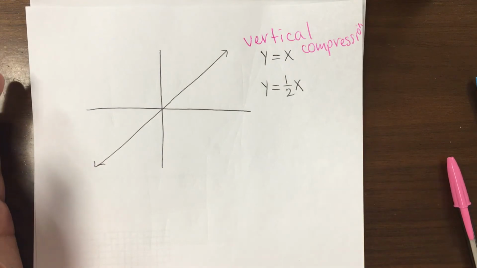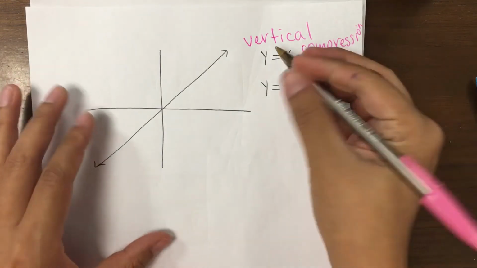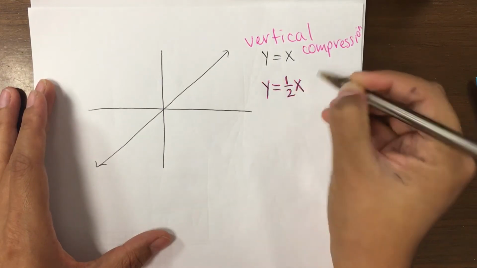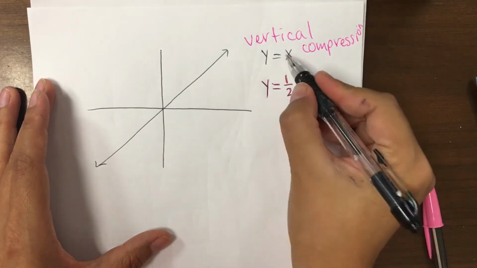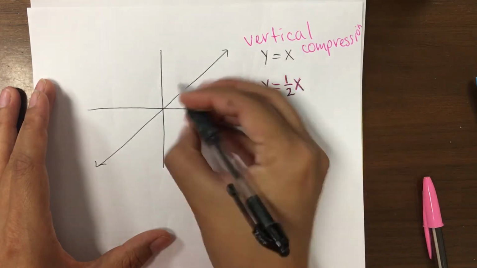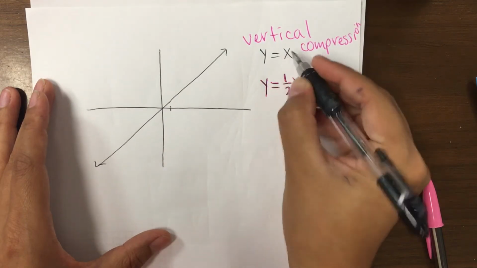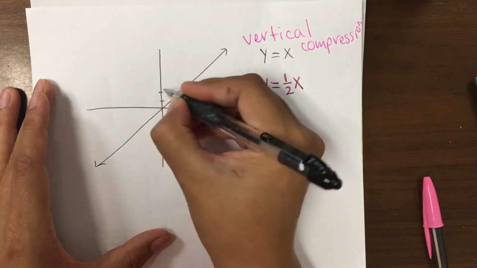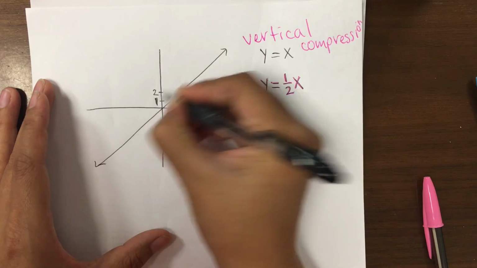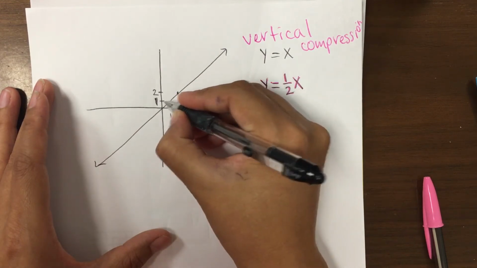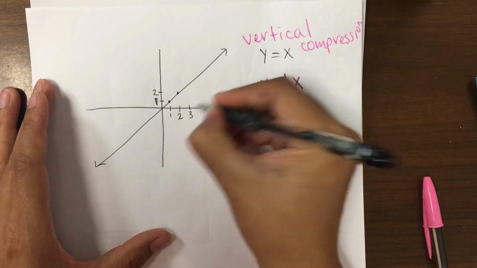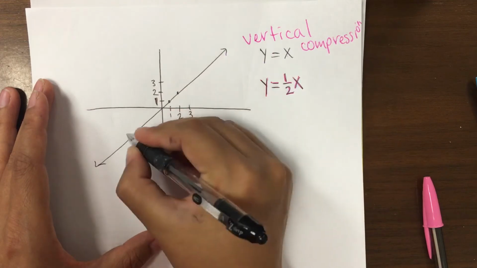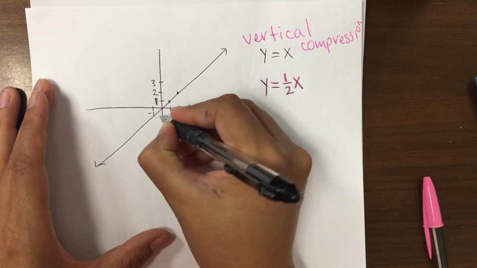And so what this means is that each point, for example, for this one, if X is 1, since Y is equal to X, Y is 1, okay? If X is 2, Y is 2. If X is 3, since Y is equal to that, then Y is 3. And that works the same for the negatives, okay?